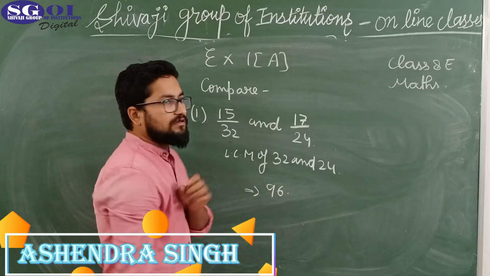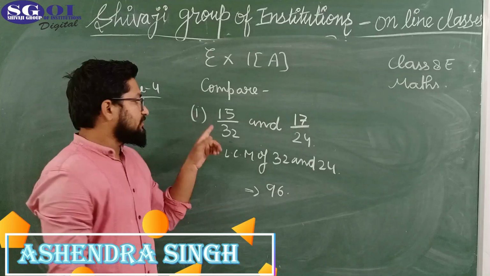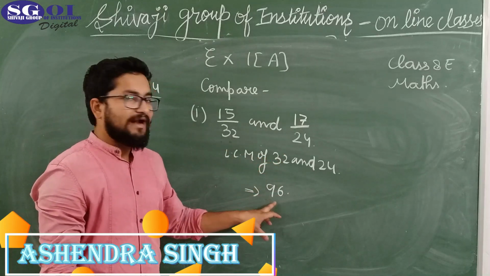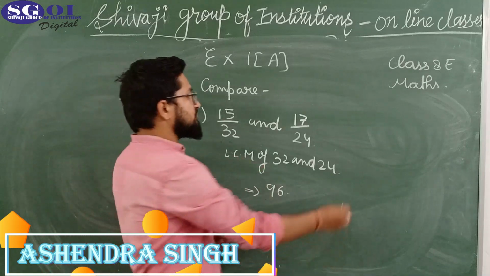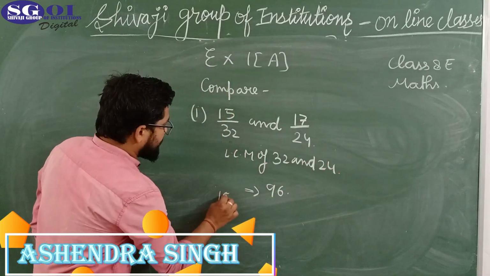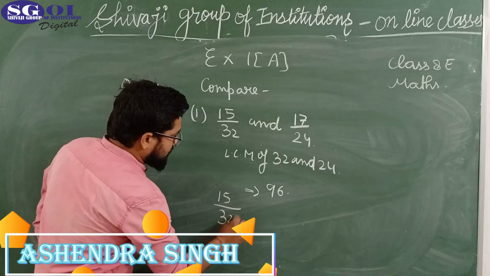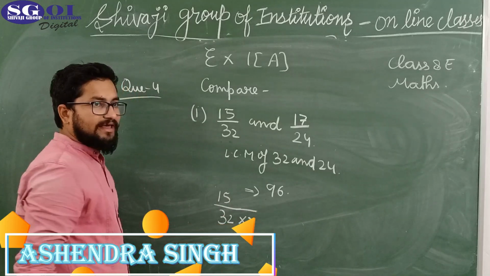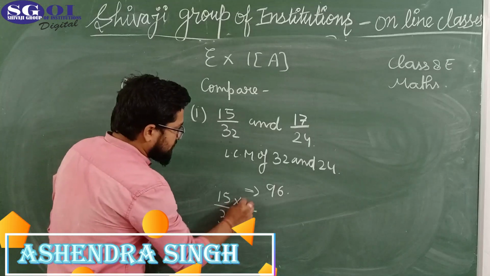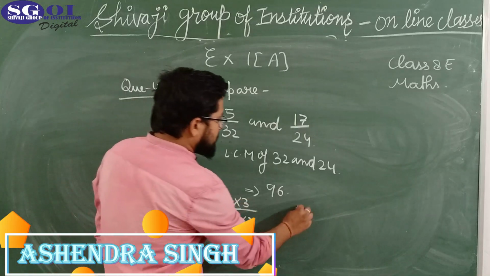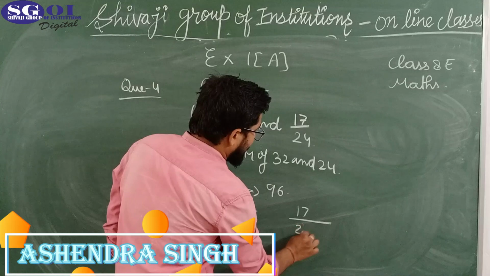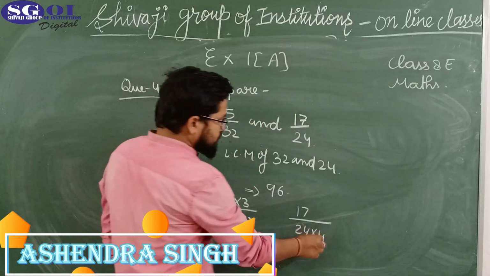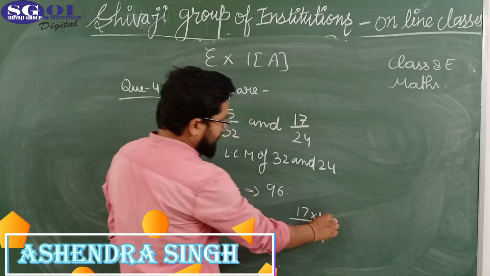Now the next step is that we will be converting the denominators of both the numbers to 96. For this we write 15 upon 32. Multiplying 32 by 3 gives 96, so we multiply the numerator by the same number. Now in 17 upon 24, multiplying 24 by 4 will make it 96, so multiply the numerator by 4 as well.